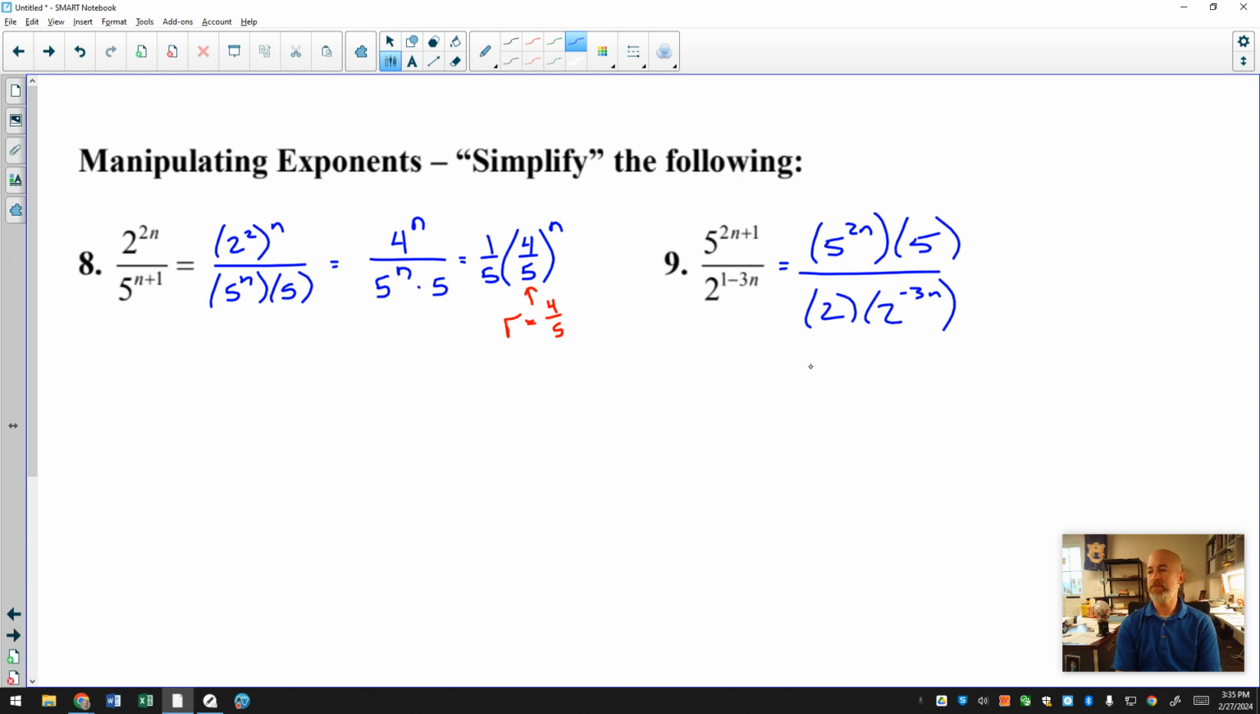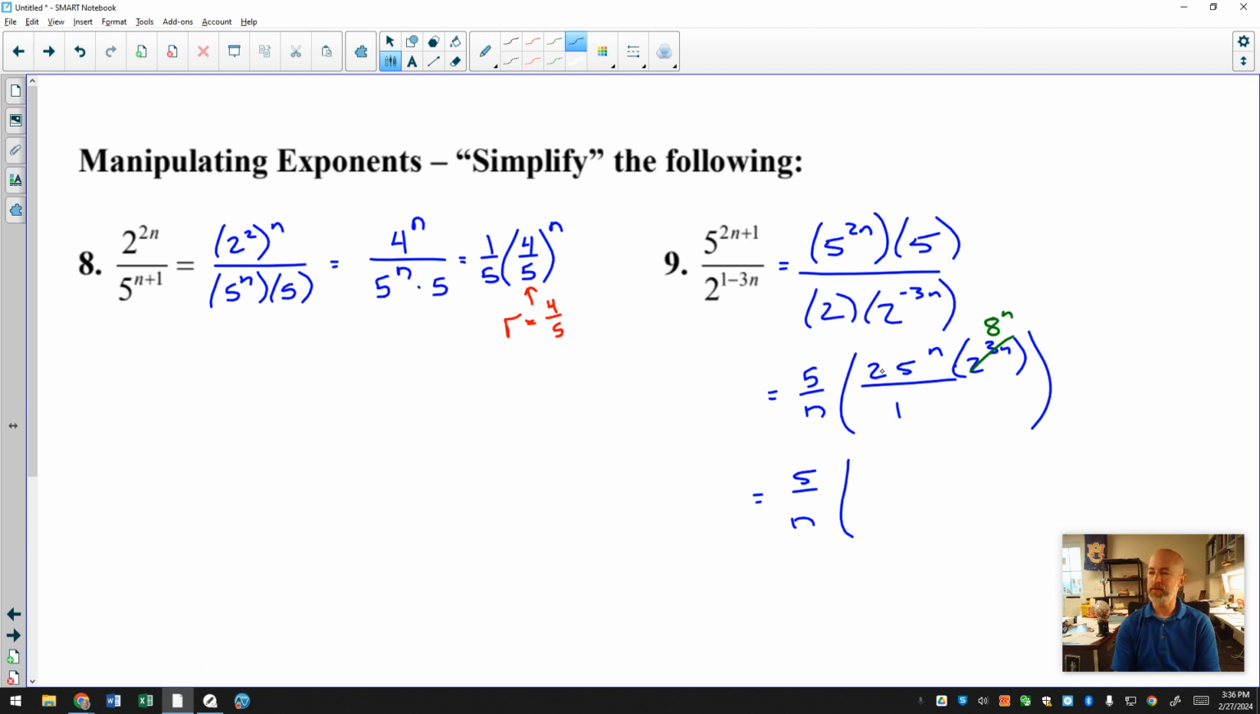I'm going to go ahead and grab that 5 over 2 that does not have any n's in it, and separate that out. And then I have 5 to the 2n, which is 25 to the n. 2 to the negative 3n, I think I may move that up to the top and make that 2 to the positive 3n. Is that okay? Yeah, that's okay, I can do that. So I have 25 to the n, and 2 to the 3n is 8 to the n.